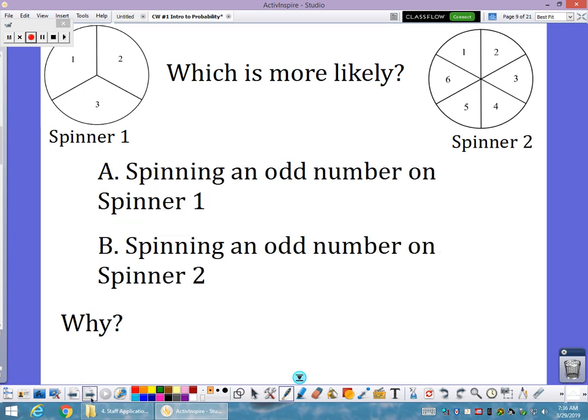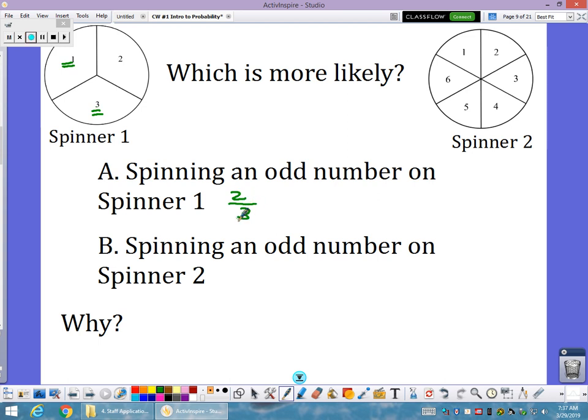Alright. What's the probability of spinning an odd number on spinner 1? Okay, so odd number, 1, 3. Which is more likely? 1 and 3, so that would be 1/3, 2/3. We have 2 parts out of 3.